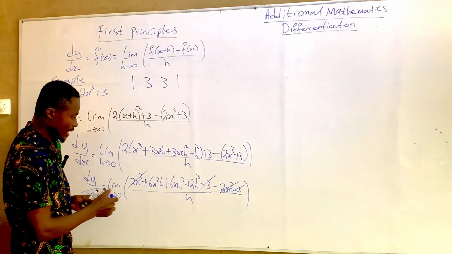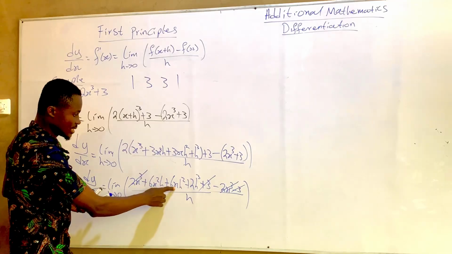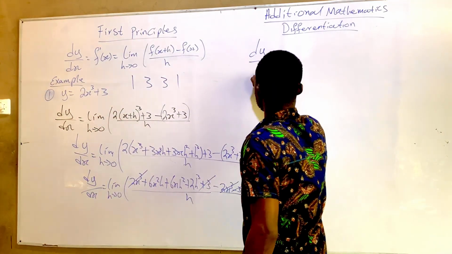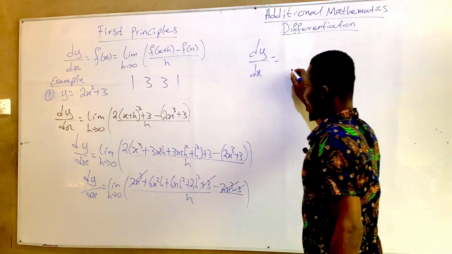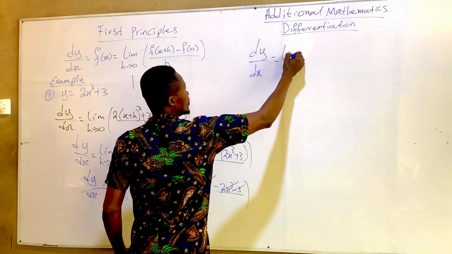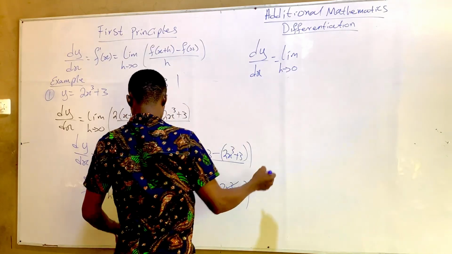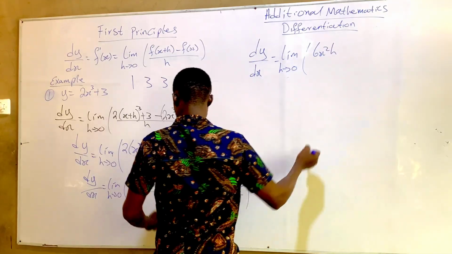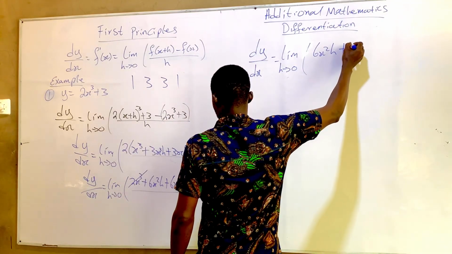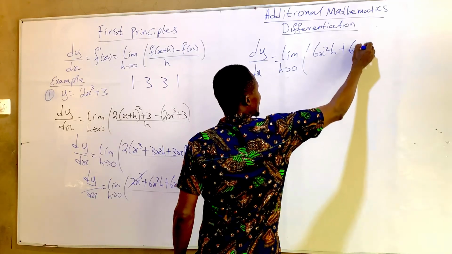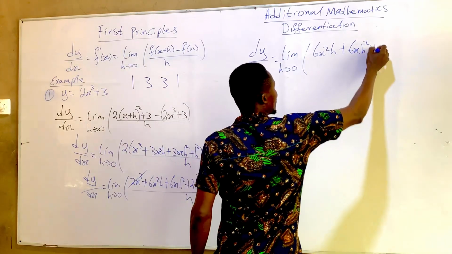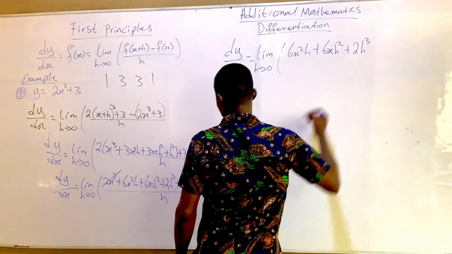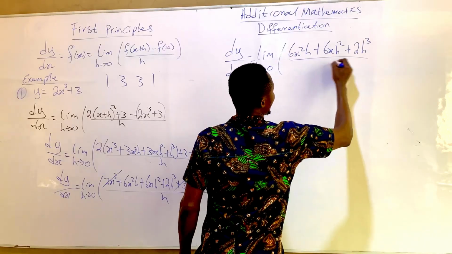Now, we are heading towards this, this and this. So our dy over dx equals the limit as h approaches 0 of 6x squared h plus 6xh squared plus 2h cubed, all over h.